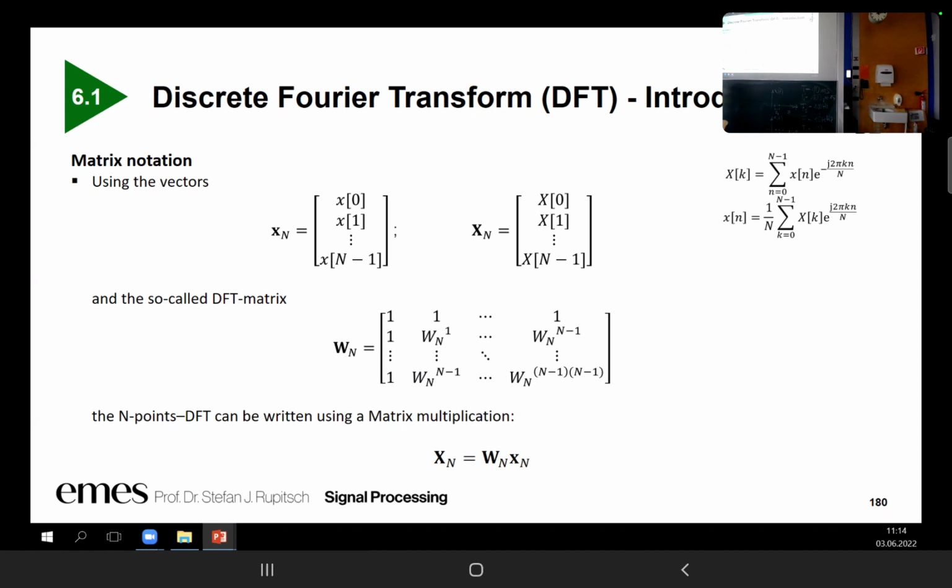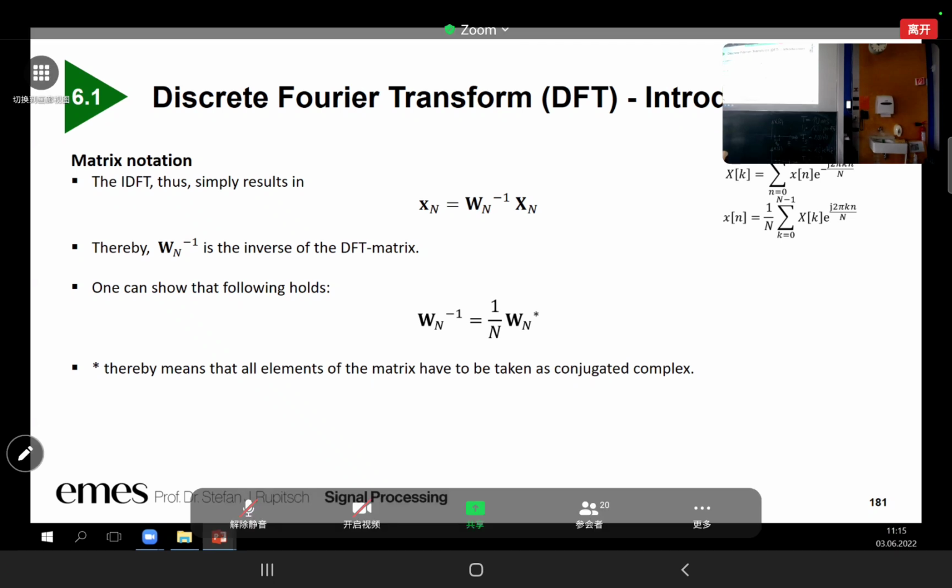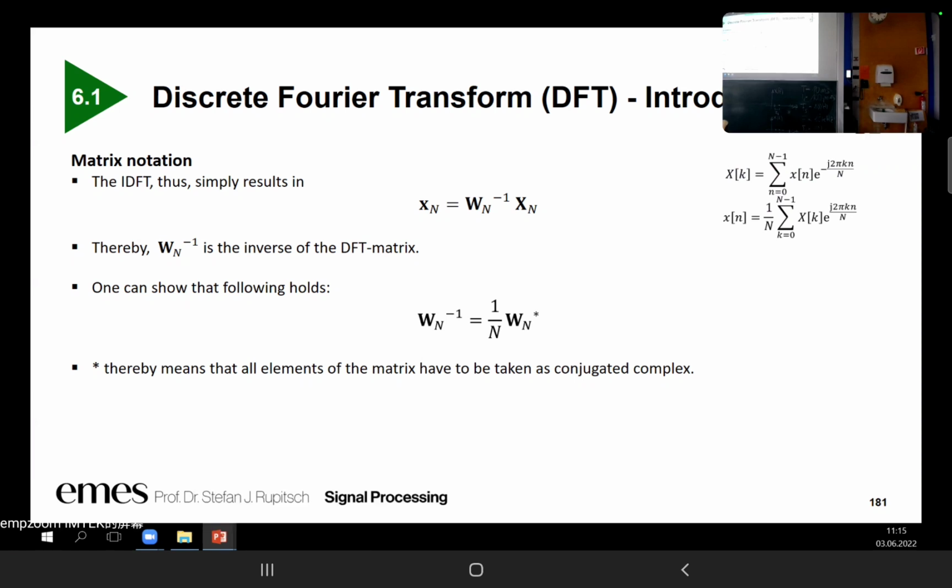The only difference is this W. In case of the inverse Fourier transform, we have to use the inverse of this matrix containing the rotation phasors. And you can show, due to the fact that the rotation phasors consist of real numbers and imaginary numbers, we have the exponential function with the argument j times anything. Then we have the real part and the imaginary part. The inverse is only the complex conjugated version of the original.